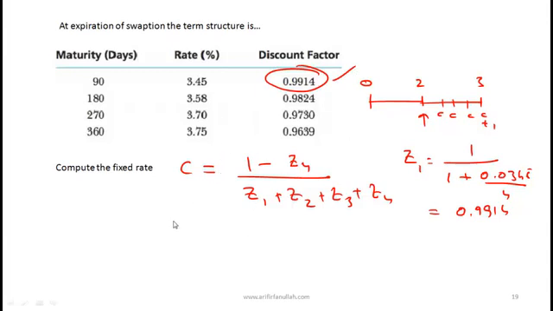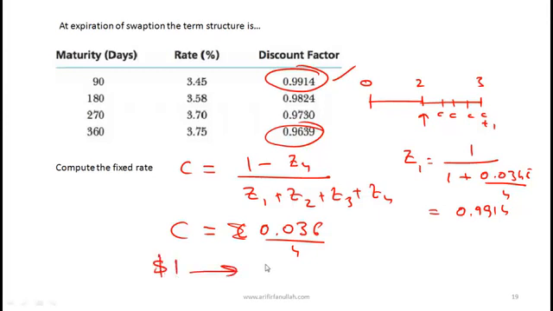So we do this calculation, and what will the C value be? So it will be 1 minus Z4 plus all these numbers, and the answer is the C value will come to 0.036 over 4. Okay, the annualized rate then on $1 of notional principal is 0.036 or 3.6%.